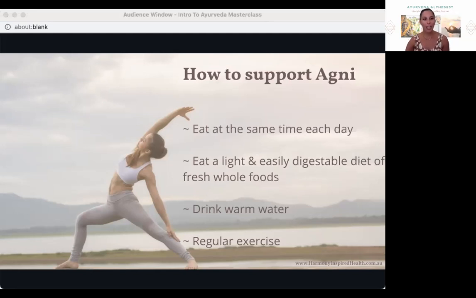You also want to eat a light and easily digestible diet full of fresh whole foods. So if you are very vata and you're eating lots of cold raw salads, they're a lot harder to digest. So you might need to opt for some cooked whole vegetables for a while as well.